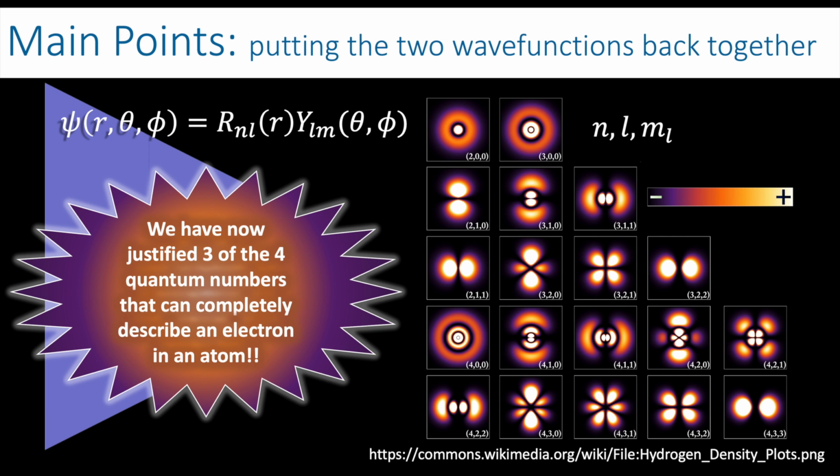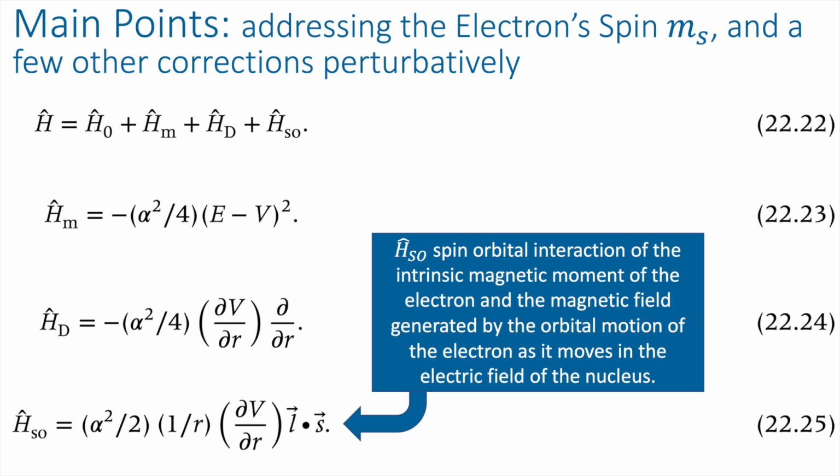So at this point, we have now justified 3 of the 4 quantum numbers that can completely describe an electron in an atom. It only takes 4 quantum numbers to completely describe what's going on with an electron in an atom. We got 3 of the 4 to just emerge from the mathematics using the Schrödinger equation, and that's an incredible discovery. The only one that was missing is spin.